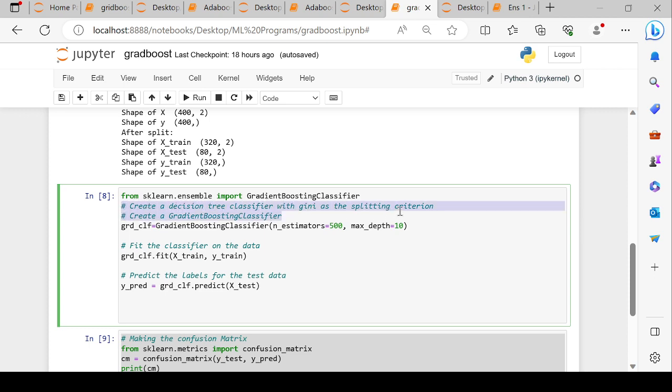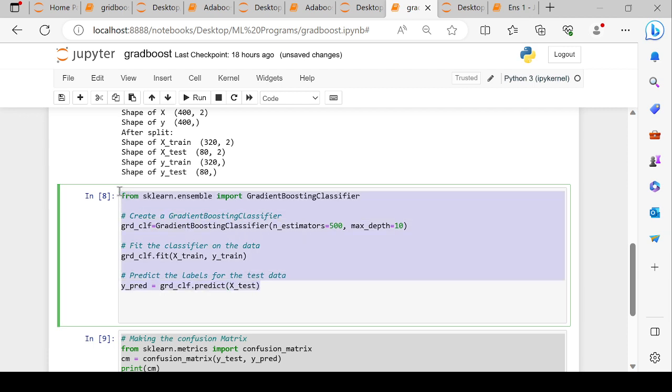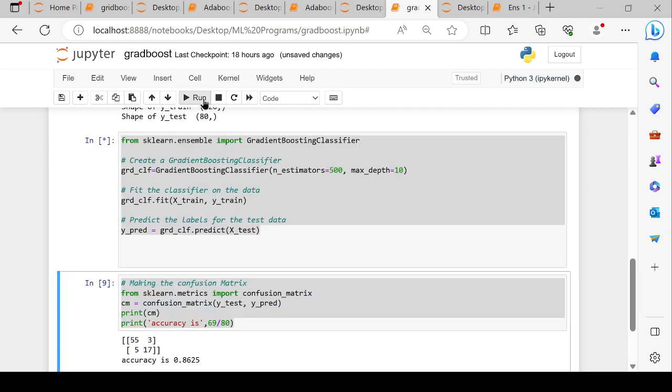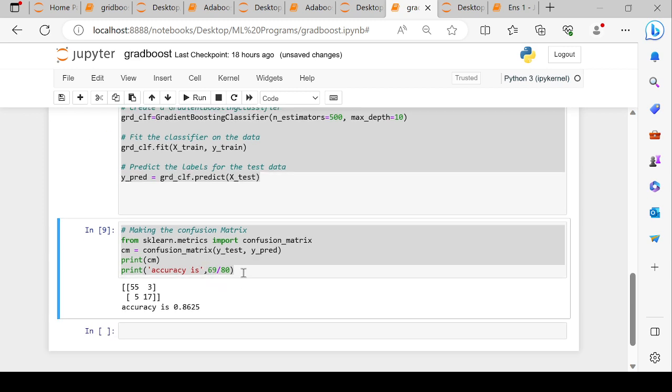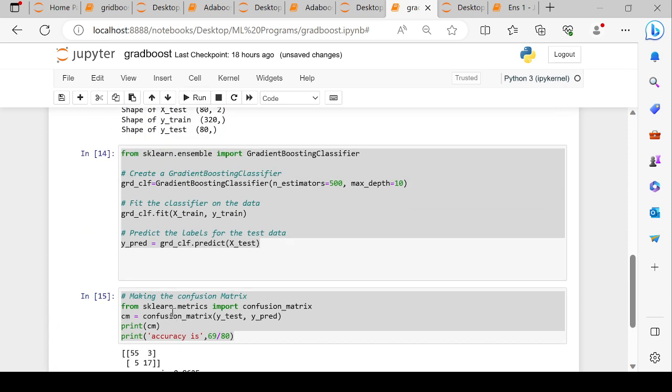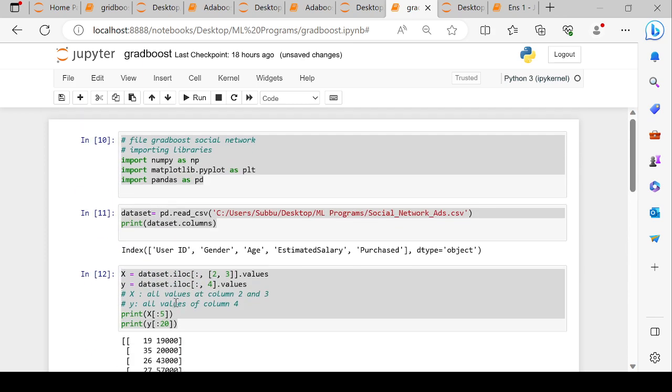This is not required. So gradient_clf is GradientBoostingClassifier, n_estimators 500. It assumes a decision tree as the underlying classifier. Max depth is 10. So you do this, you fit it, and you can find the confusion matrix. You get 0.8625. And gradient boost also doesn't improve the accuracy on the social network ads.